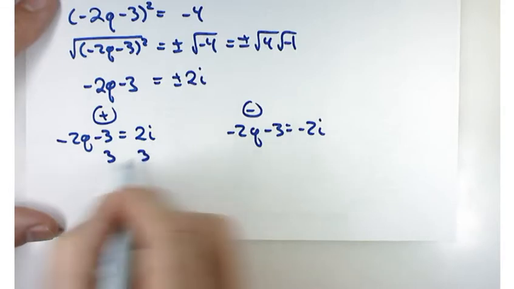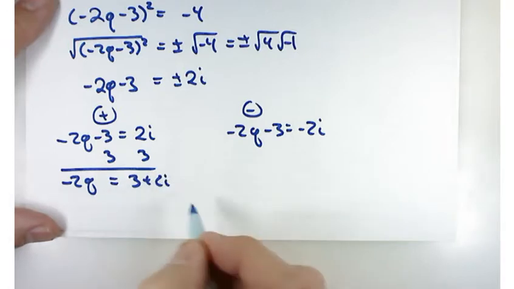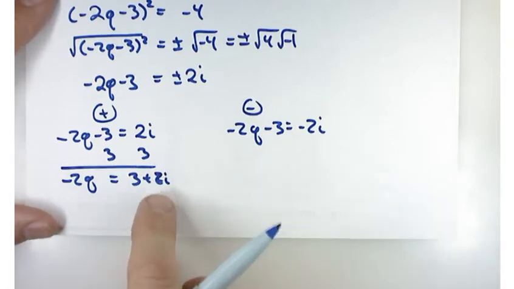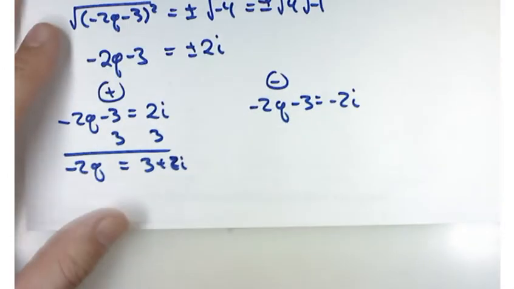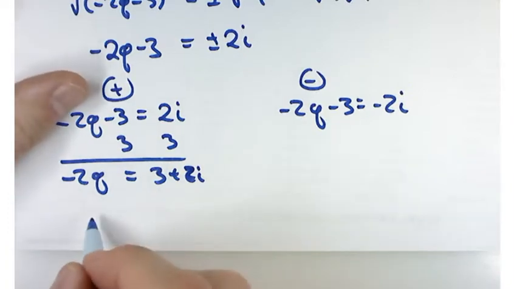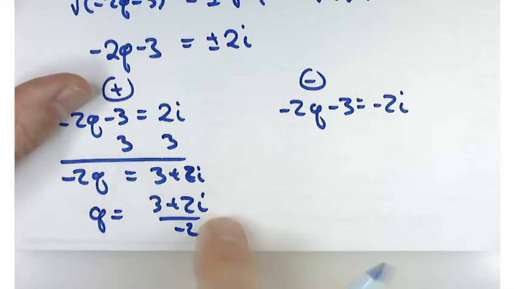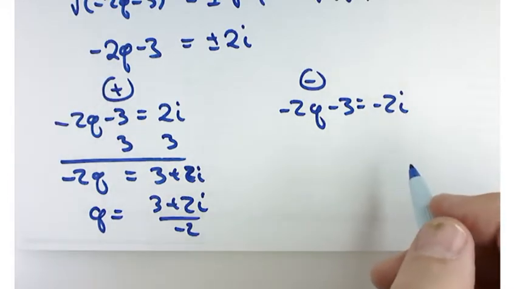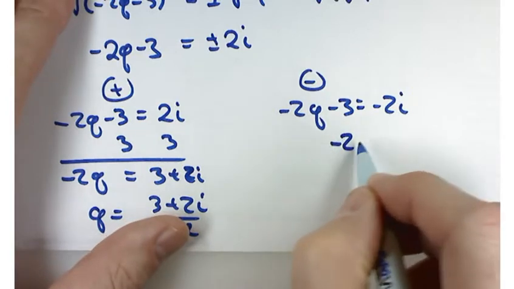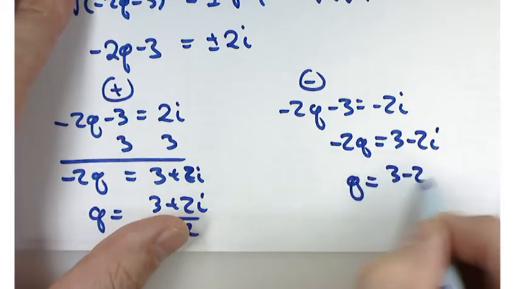So I think, Ricky, you were saying add 3 to both sides. So it's 3 plus 2i. Now keep in mind, these aren't like terms, are they? 3 plus 2i, can't combine that and get 5i, for instance, or 5. It's just 3 plus 2i. And what's the last thing here? Divide by negative 2. So I'll get q equals 3 plus 2i over negative 2. Leave yourself some space here, I have to tweak that a little bit. And then over here, likewise, I get negative 2q equals 3 minus 2i, or q equals 3 minus 2i over negative 2.